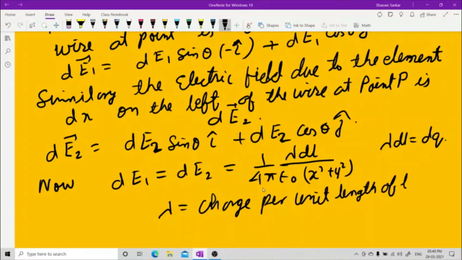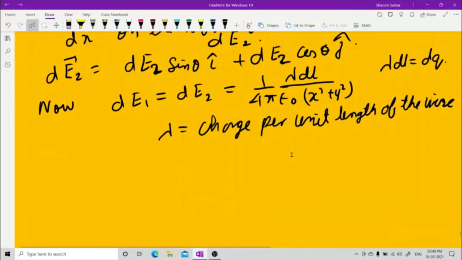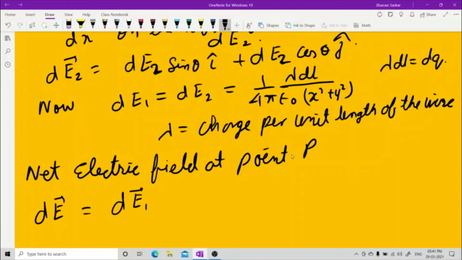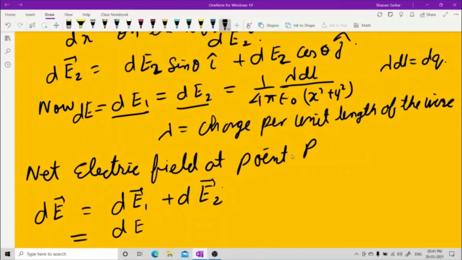Now the point is the net electric field at point P. The net dE vector is nothing but dE1 vector plus dE2 vector. Now, magnitudinally dE1 and dE2 are the same, so you can write them as dE, the way I did earlier: dE sin theta minus i cap plus dE cos theta j cap.